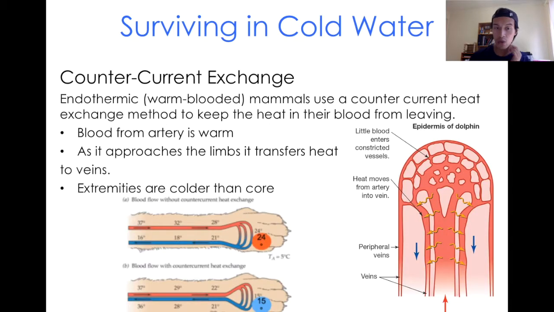For a lot of mammals, they also have a different method called a countercurrent exchange. Endothermic mammals will use a countercurrent heat exchange method to keep heat in their blood from leaving. Now, how it works, all mammals can do this, which is quite interesting. A countercurrent heat exchange means you are putting both your arteries and your veins close together. By having both the arteries and the veins close together, that allows you to exchange heat between the two environments.